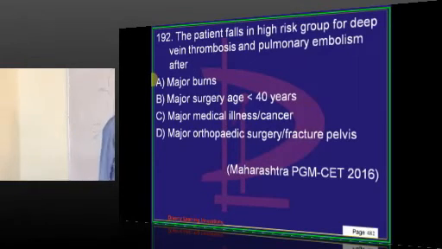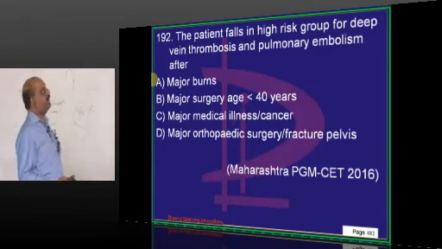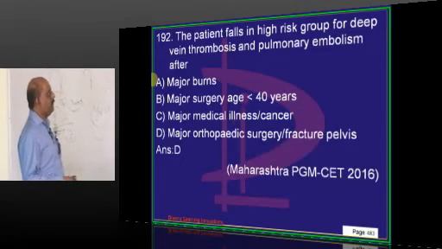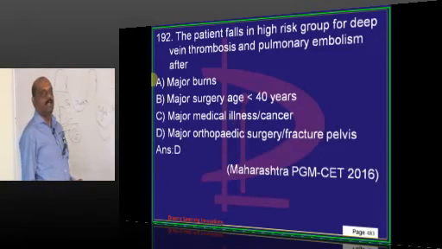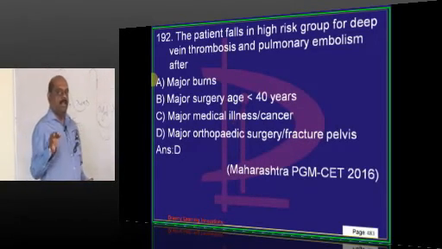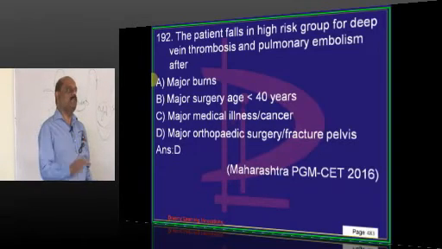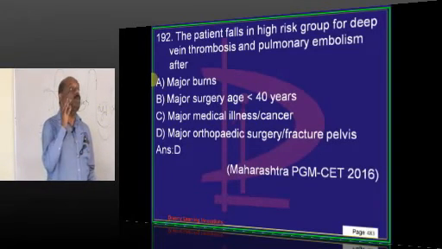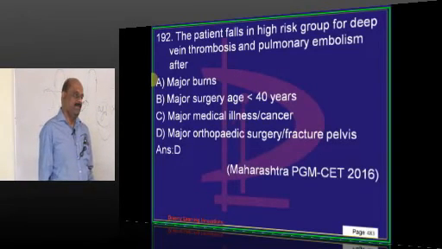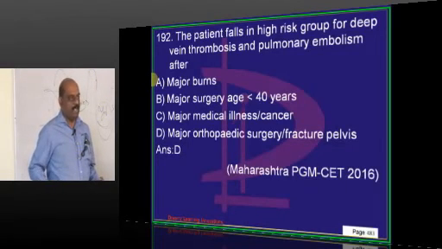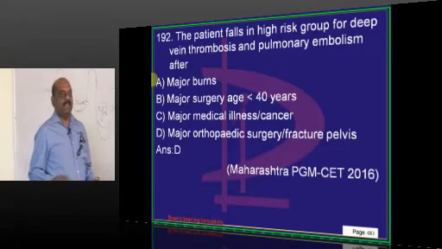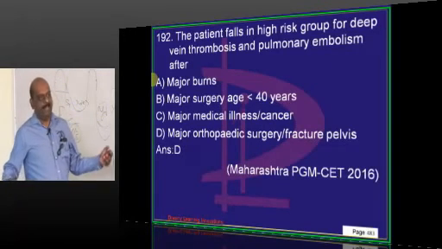Then a patient falls in the high risk group for DVT and pulmonary embolism. What are the risk factors? If at all as a clinician, a very high risk of DVT case you see is post-ortho surgery. Even though the orthopedic guys give heparin pre-operatively and post-operatively and coverage and all that, some people have a very high proclivity for developing DVT.